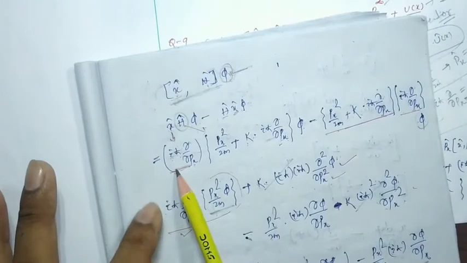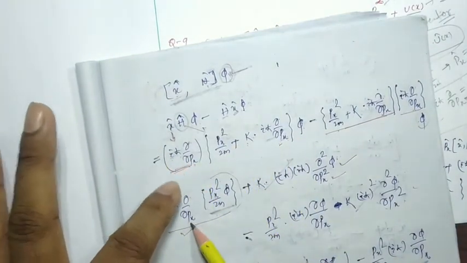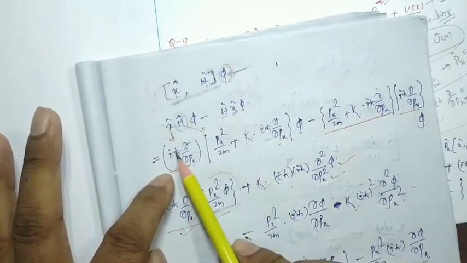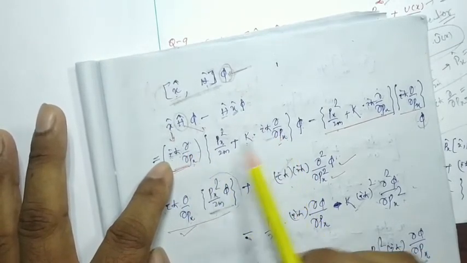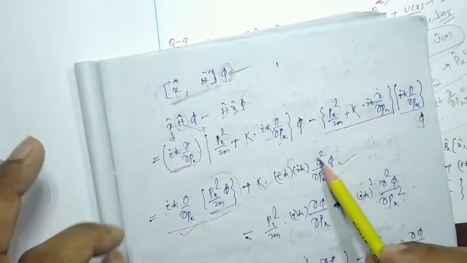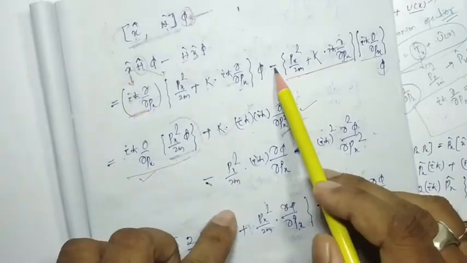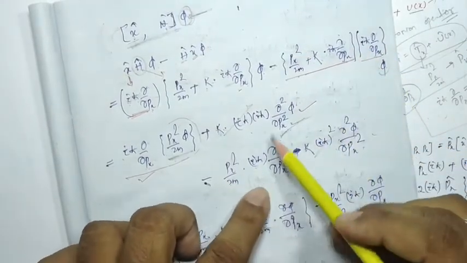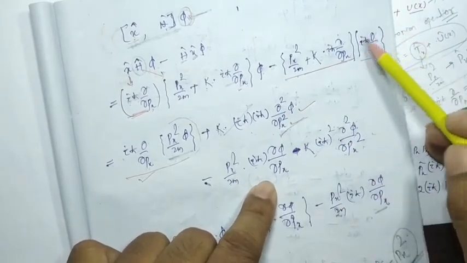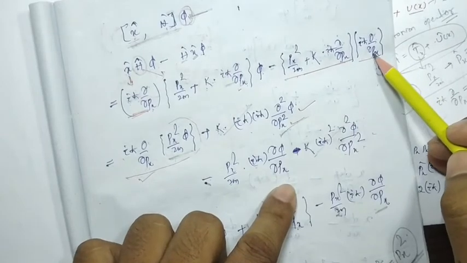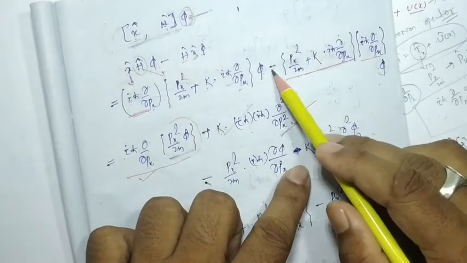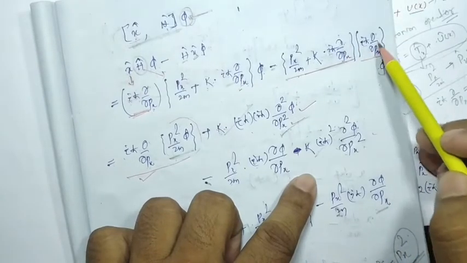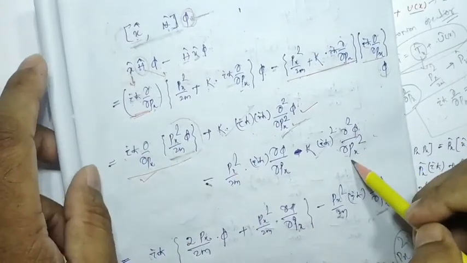Okay, so I am going to operate this one. It will be iħ ∂/∂px over px square by 2m phi, plus k into iħ into iħ, ∂/∂px, here also ∂/∂px of phi, which gives ∂² phi by ∂px², then minus px square by 2m, iħ ∂phi/∂px. Then minus k, here iħ, iħ ∂/∂px, so it will be iħ square ∂² phi by ∂px².